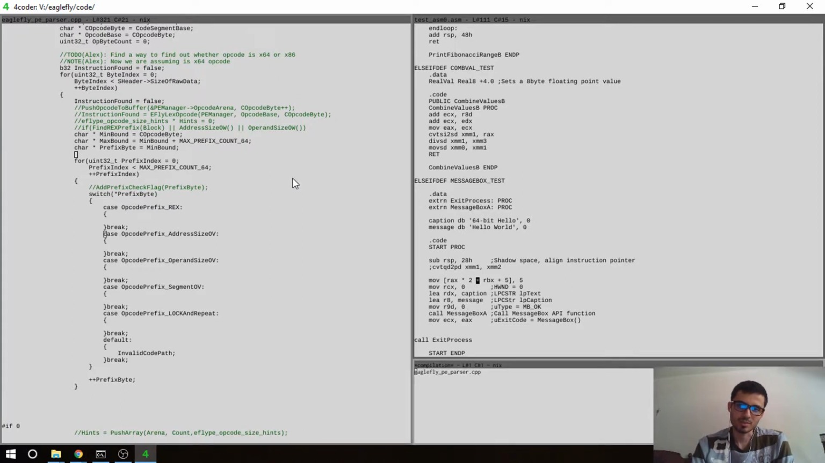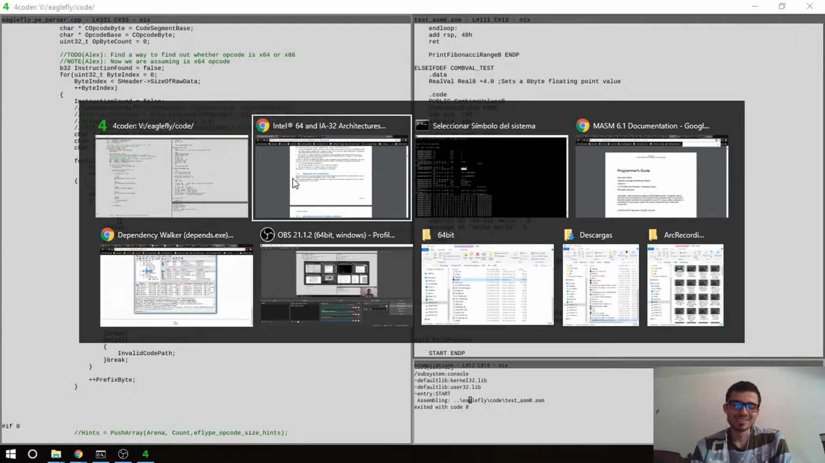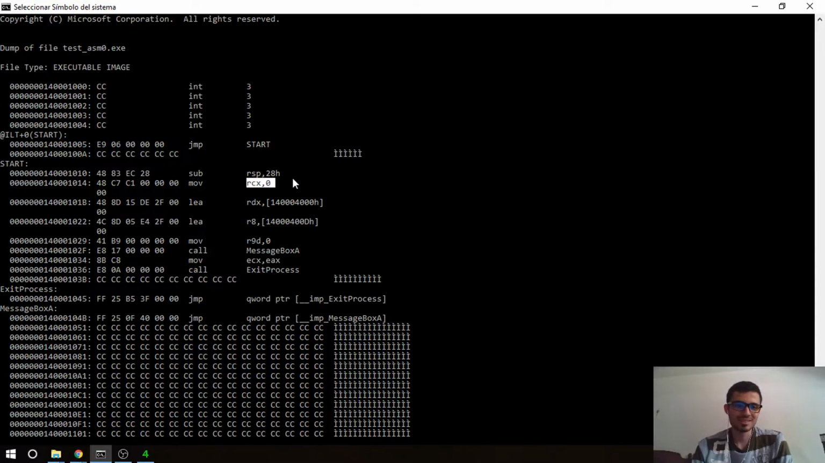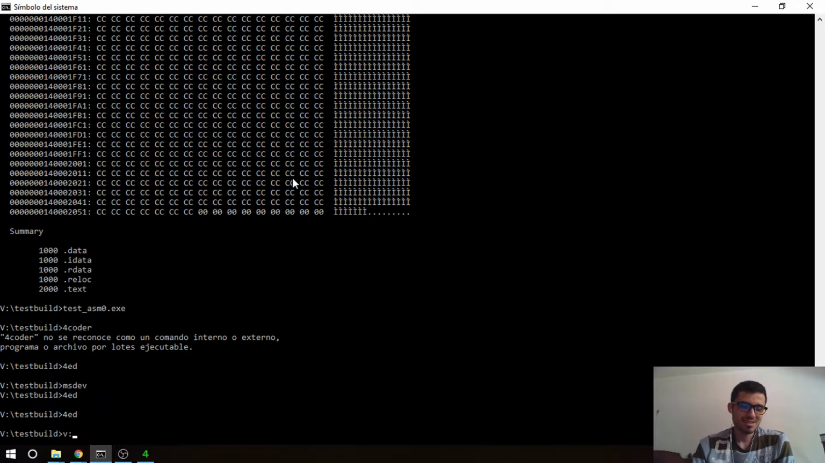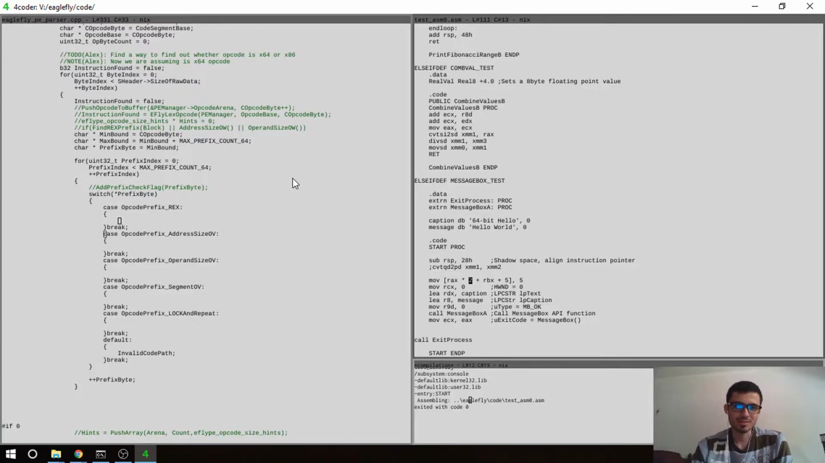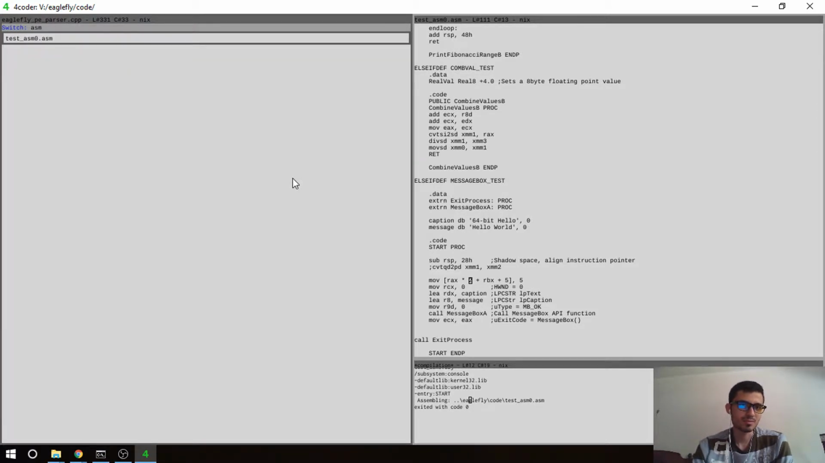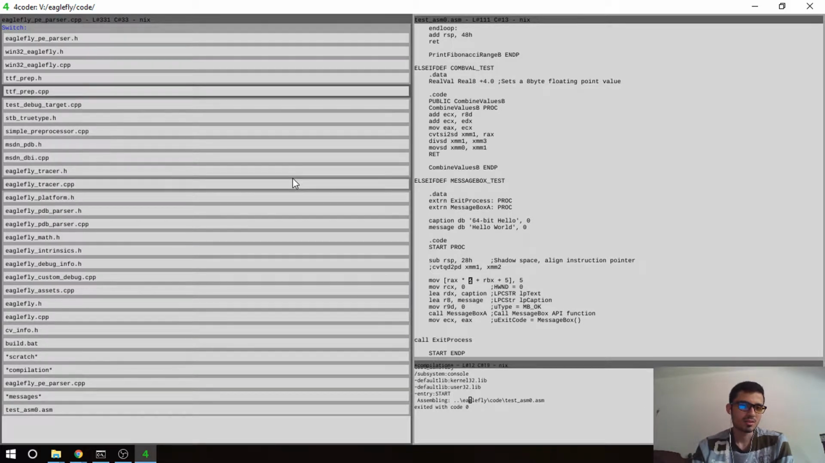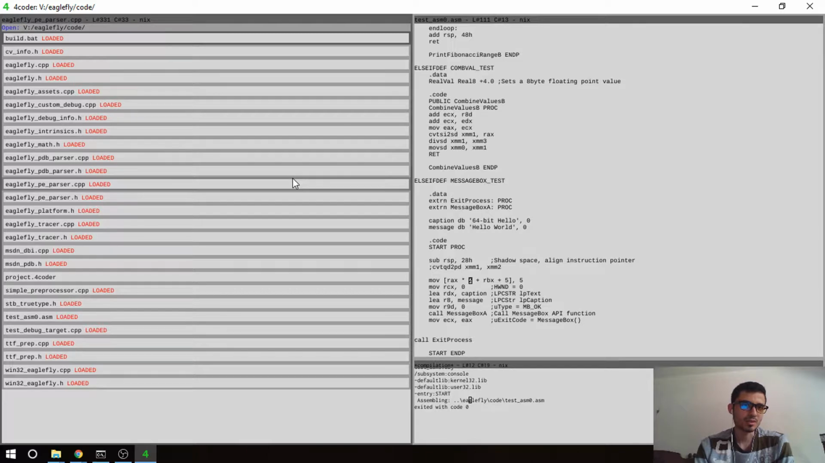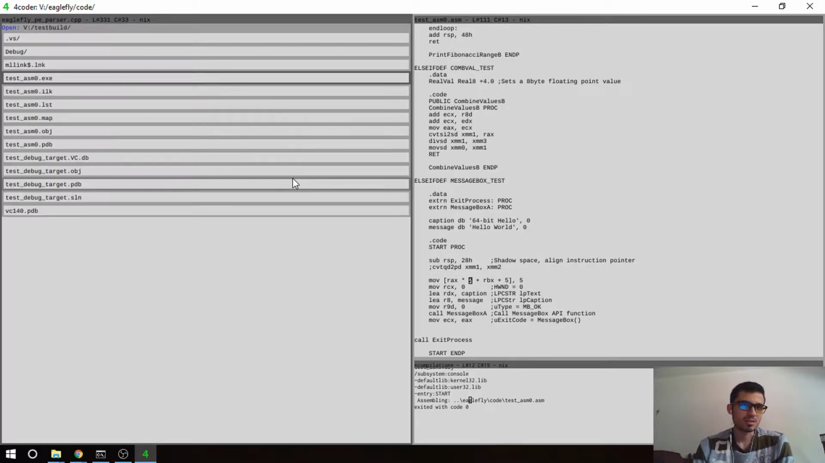Let me see if this compiles. Oh, this compiles. That's totally crazy. Man, I want to see that instruction. It's totally ridiculous. I don't know if the TLS hasn't. Where is it? Control open. Test bill. I want the list.